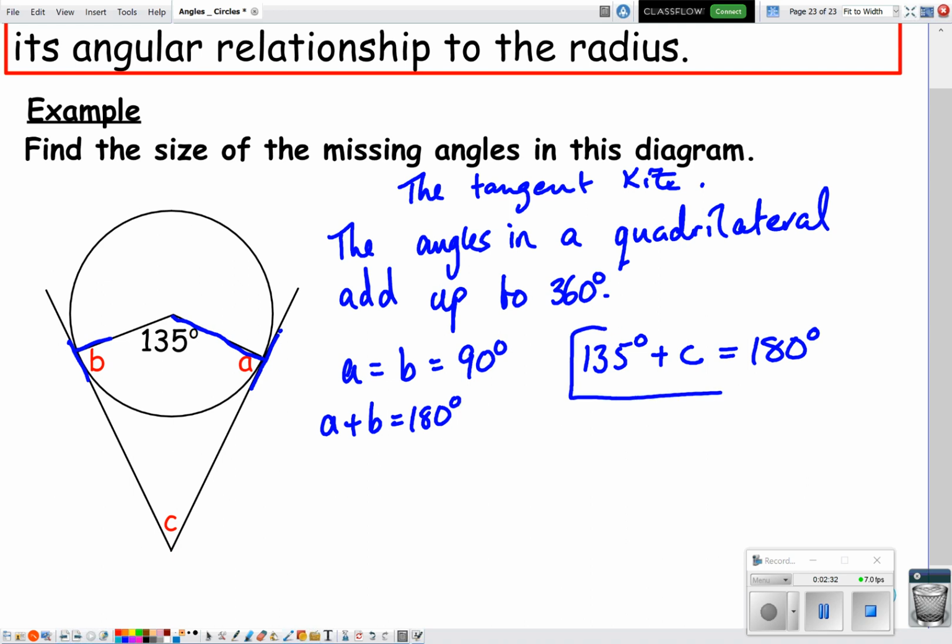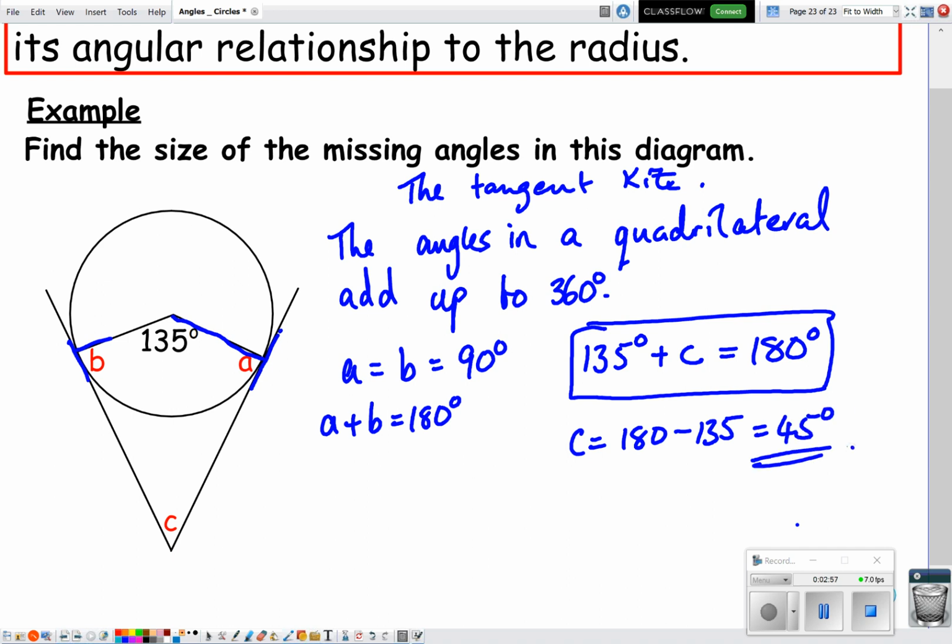So what we have is this scenario. And that lets us work out C very, very quickly. So no need to add up 90, 90 and 135 and subtract from 360. Just take 135 from 180 and you'll get what C is. 180, take away 135, it's 45 degrees. No bother at all, right?